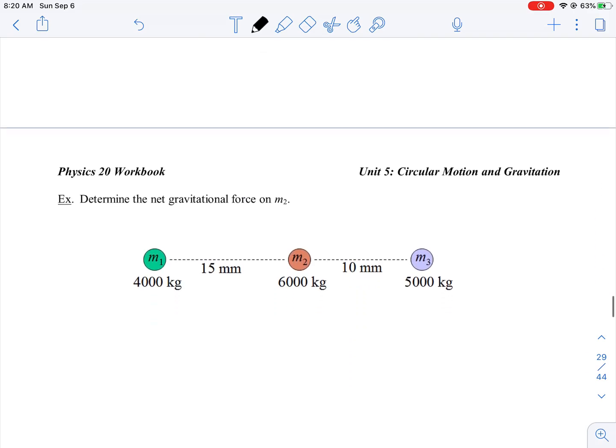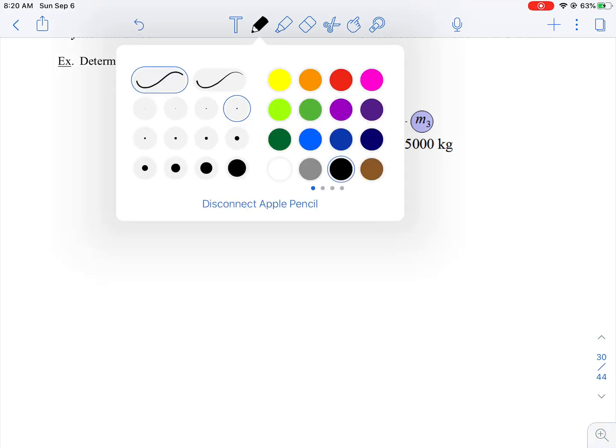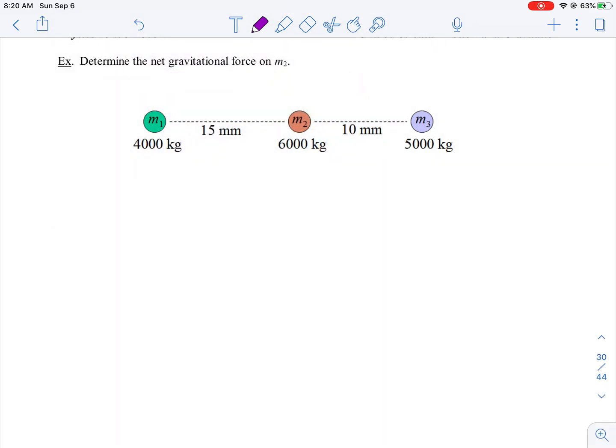All right, we have one more example. This one's a bit more interesting. And that is what happens if you have more than two masses. So for this one, I'm going to encourage you guys to have different colors. Let's take a look at the forces acting for each of the pairs of masses here.